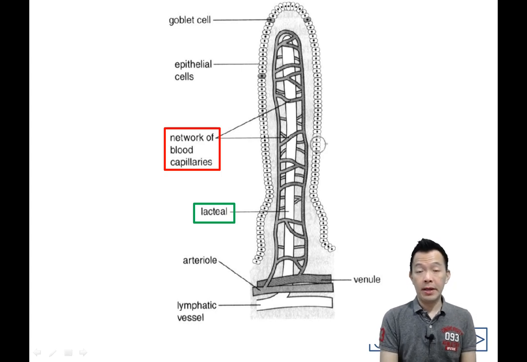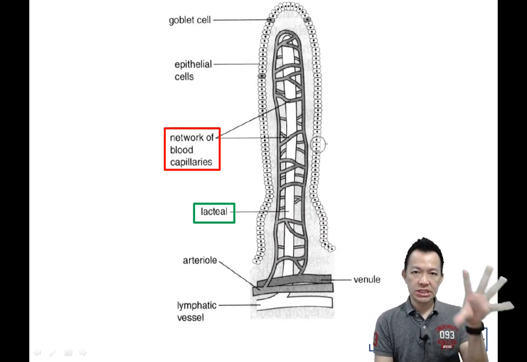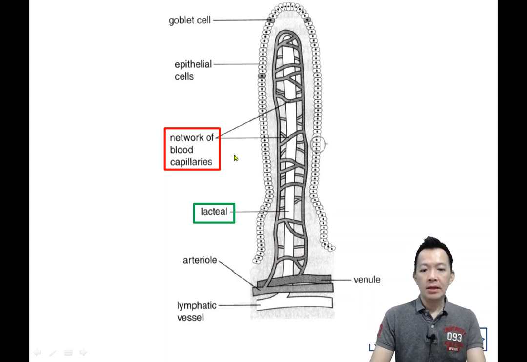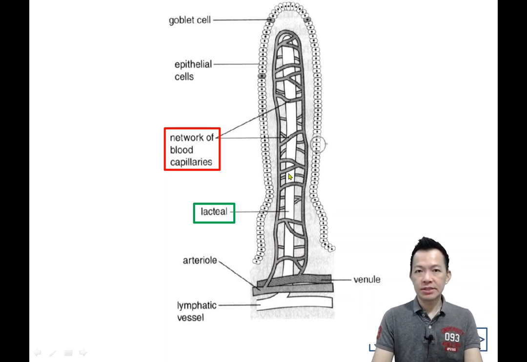Hello, Form 4 Biology, Chapter 9, Video Number 10, Absorption of Food. So how is the food absorbed? In the last video, we learned about the structure called villi on the inner small intestine wall.